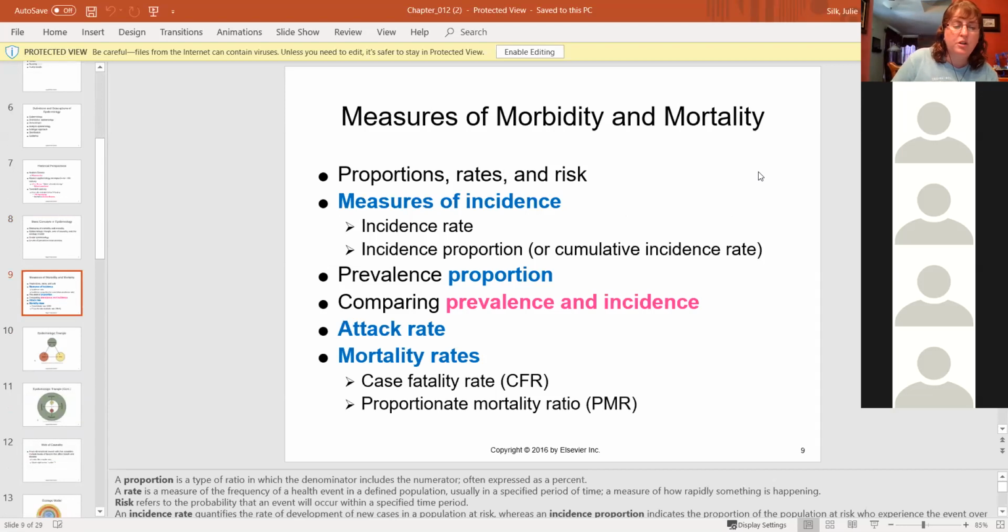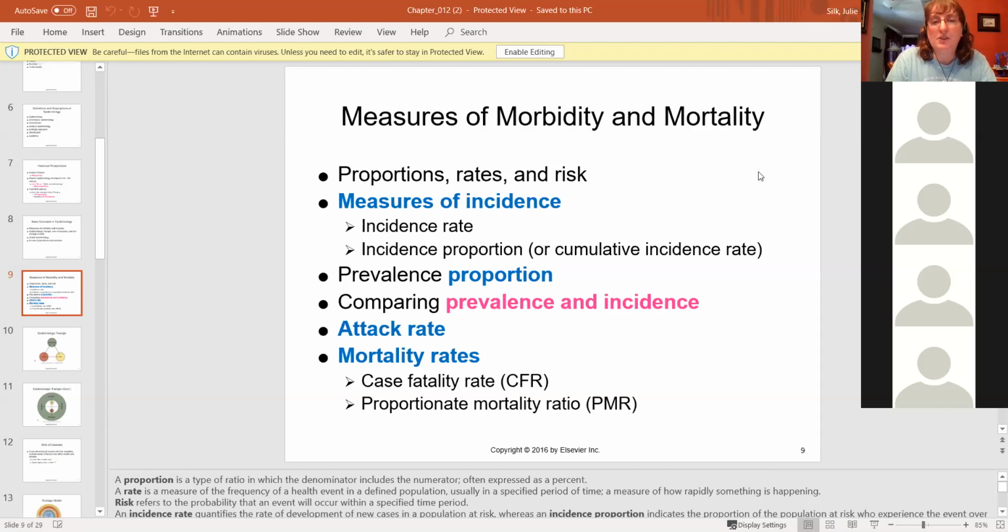Okay, so when we measure morbidity and mortality, this is some of the things we need to think about. A proportion is a type of ratio in which the denominator includes the numerator, often expressed as a percent. A rate is a measure of the frequency of a health event in a defined population, usually in a specified period of time, a measure of how rapidly something is happening. Risk refers to the probability that an event will occur within a specified period of time.